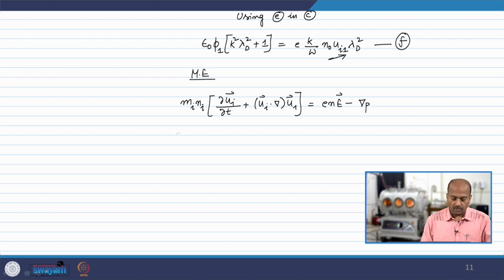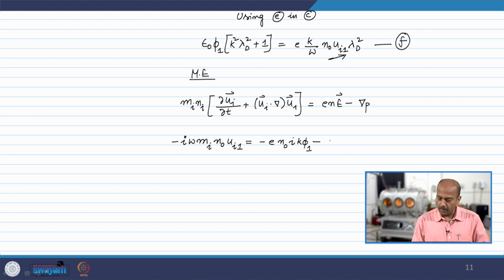We can write the linearized version like this: minus i omega m i n naught u i 1 equals to minus e n naught i k phi 1 minus gamma i k b t i times i k n i 1. Right. So in between these two steps there are multiple algebra steps.